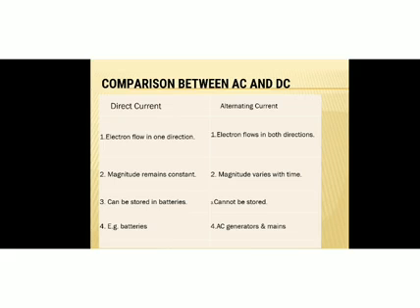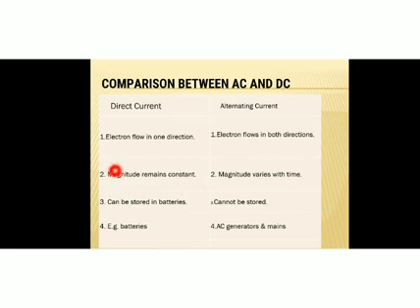Now how can you compare AC and DC? In the case of direct current, electrons flow in one direction, isn't it? But in the case of alternating current, electrons flow in both directions. In direct current, electrons flow only in one direction, from the positive to the negative terminal of the battery. But in alternating current, it's not like that.